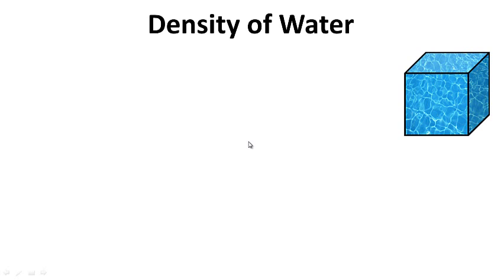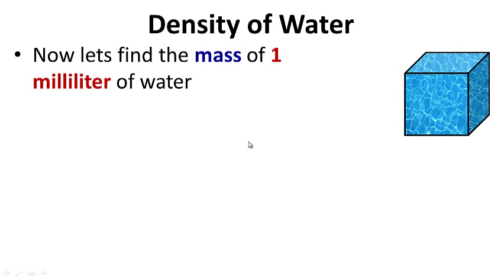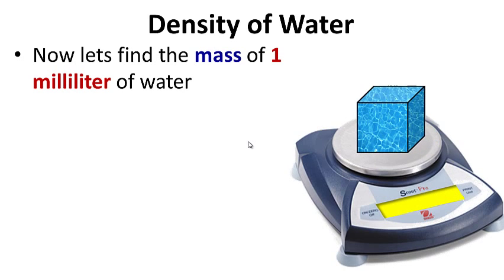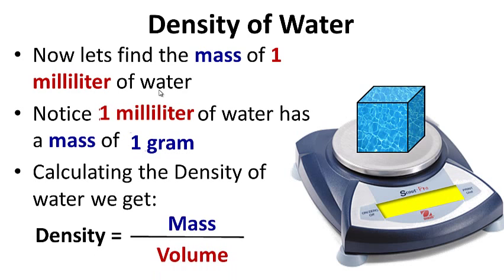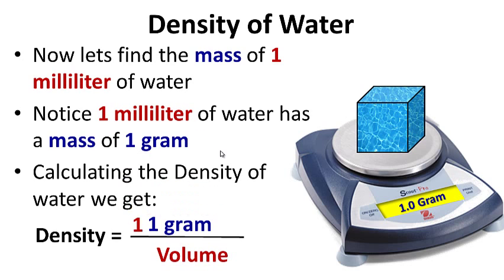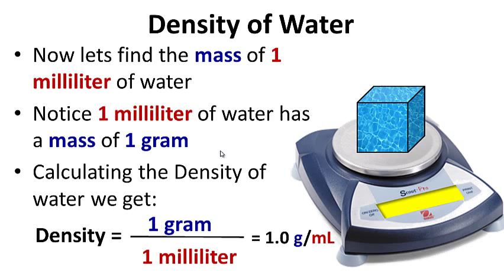So, the density of water. Now let's find the mass of 1 milliliter of water. Let's put our water cube on the scale here. Turns out 1 milliliter of water weighs 1 gram. Well, that's nice because notice 1 milliliter of water has a mass of 1 gram. So calculating the density of water, plugging in our volume, we get 1 gram divided by 1 milliliter, and the density of water is equal to 1.